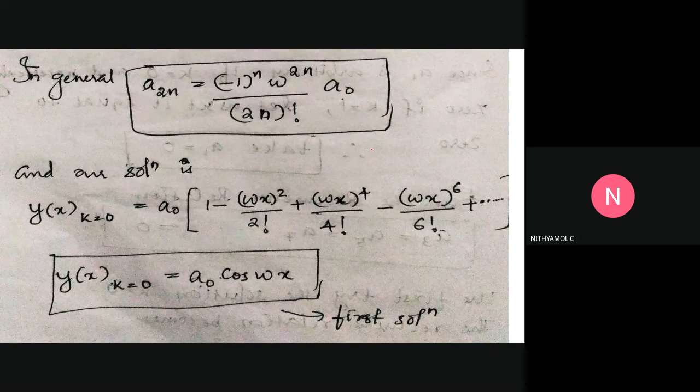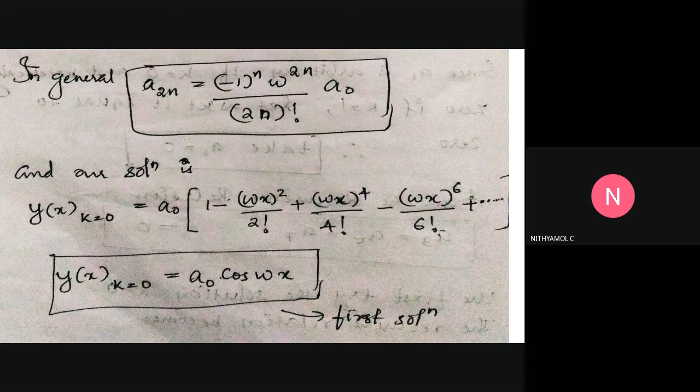y of x is equal to the summation over lambda from 0 to infinity of a_lambda x to the power k plus lambda. Okay, so we can put k is equal to 0. For k is equal to 0, we will get a0 into 1 minus (omega x)^2 by 2 factorial plus (omega x)^4 divided by 4 factorial, etc. So y of x at k is equal to 0, because I already said there are 2 roots, k is equal to 0 and k is equal to 1. So we have to find the solution for k is equal to 0 first.